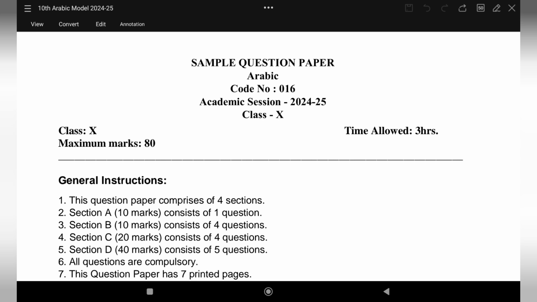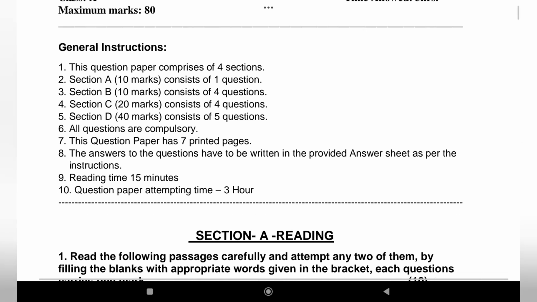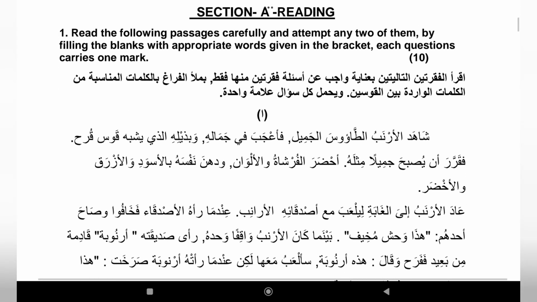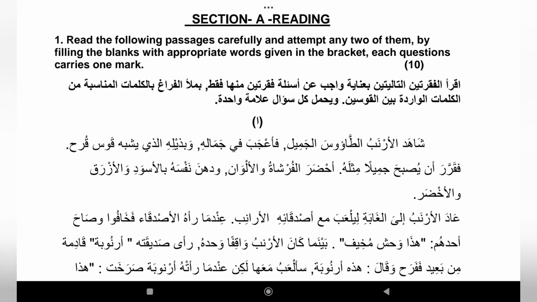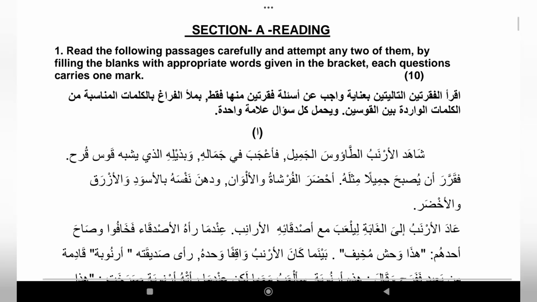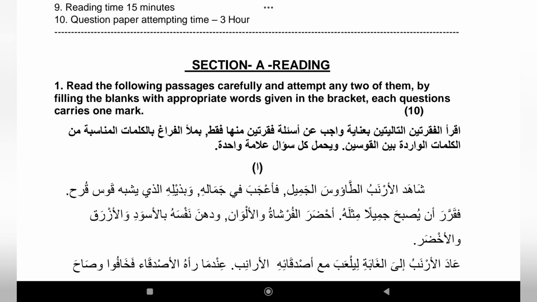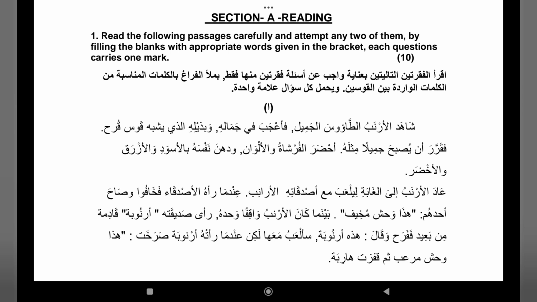So today we are discussing the sample question paper. It's taken from the CBSE site, prepared for 2024-25, class 10. First of all, as you all know, we have 4 sections. The first section is reading. In the reading section, we get an unseen paragraph and some questions following that paragraph.